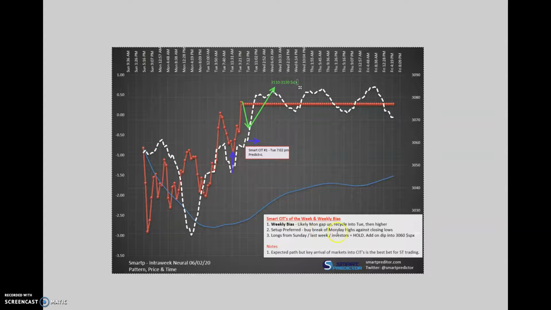No changes. Suggestion yesterday was buy break of Monday highs, which did not occur. And then the other suggestion is longs from Sunday last week, investors to hold. And now today I add on ticks towards 3060. And stop could be either low of today, Monday bar, or the Tuesday bar.